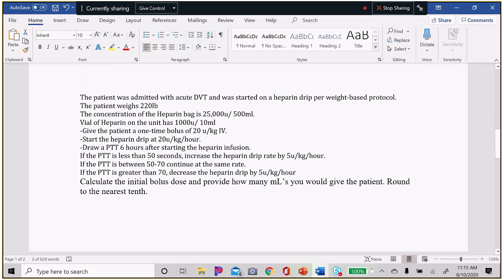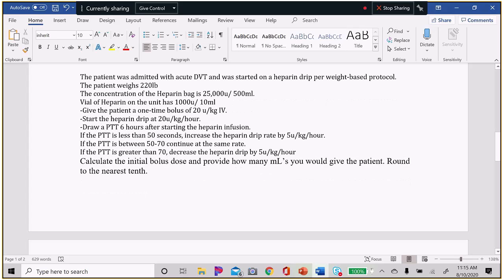So now we have a new patient, and this new patient weighs 220 pounds. So the first thing we have to be sure of is that we're converting to kilograms, and that might have been an issue if you didn't catch the pounds and kilogram thing. So we have to divide 220 by 2.2. So our patient weighs 100 kilograms for these particular problems.